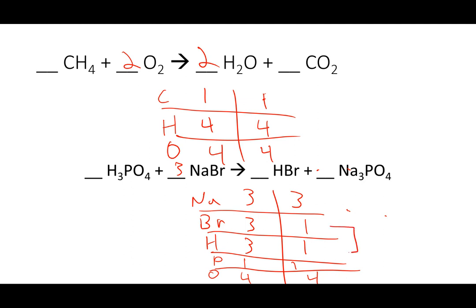Well, I need to fix these two. I currently have 1, but I want them to be 3. And there's one number I can put here to change both of those at the same time, and it's 3. So if I put a 3 here, and if I put a 3 here, I change this to 3 and 3, and now we see that this whole thing is balanced.